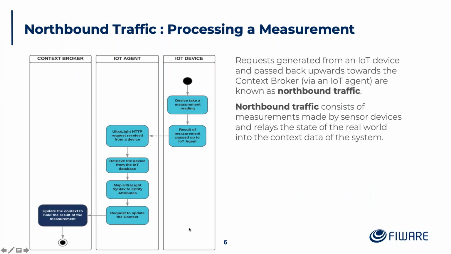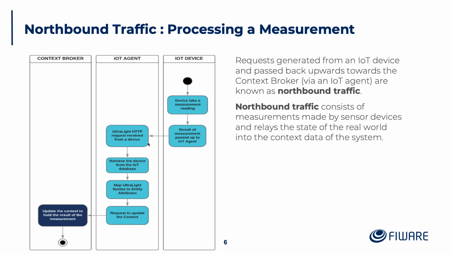When you are sending measurements up from the device to the context broker, the device takes a measurement reading and passes it into the IoT agent. The IoT agent receives that, translates it as necessary, and then passes it up into the context broker. This is what's known as northbound traffic. If you remember the diagram where the devices are at the bottom and the context broker at the top, this is going from bottom to top. This is northbound traffic.